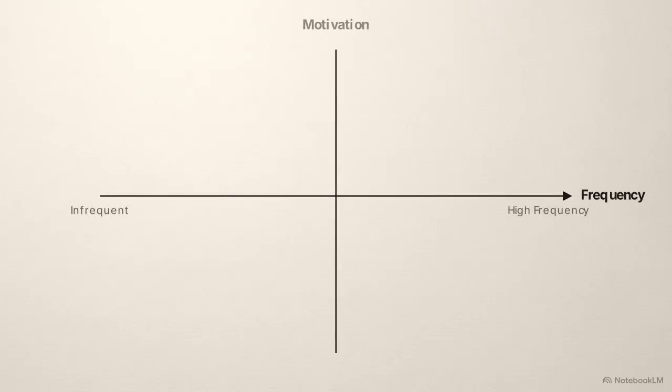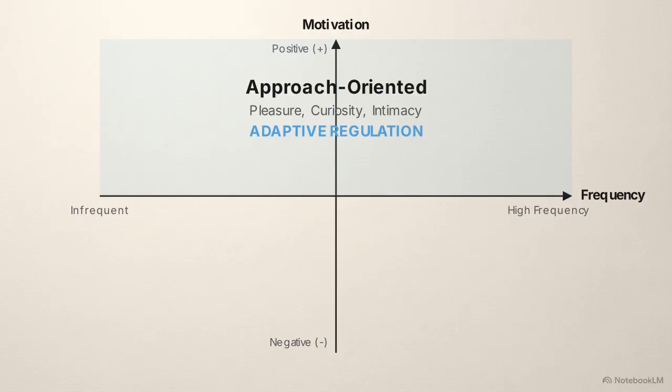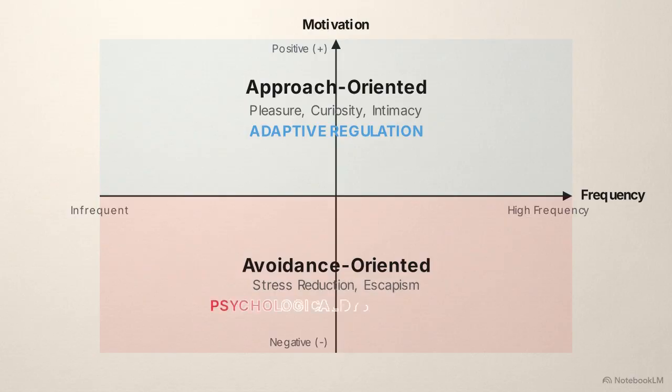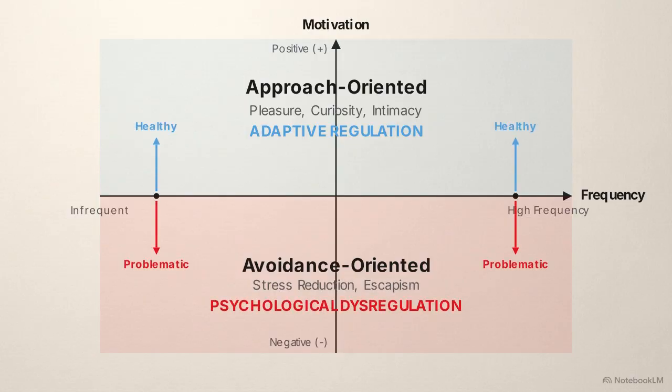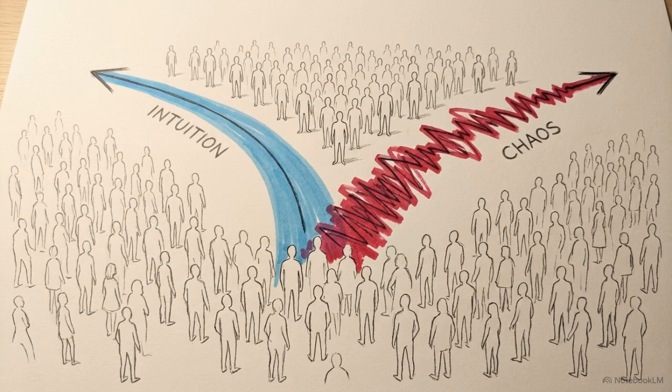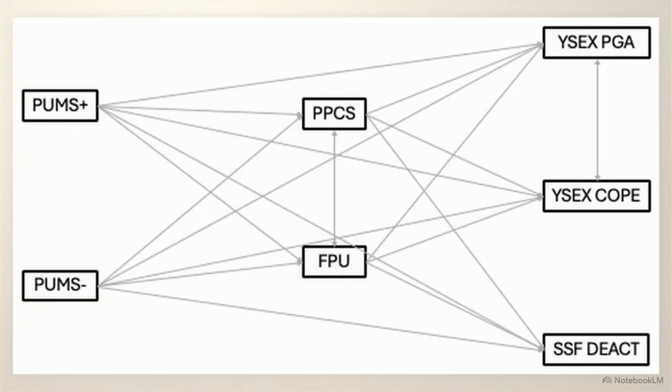The literature identifies two distinct motivational profiles: approach-oriented and avoidance-oriented motives. Positive approach motives like pleasure and curiosity link to adaptive sexual regulation. Negative avoidance motives like distress reduction link to psychological dysregulation and compulsive usage patterns. To test this, researchers analyzed an 890 participant sample to map the specific structural pathways that separate frequent, non-problematic use from dysregulated problematic use. This is the study's initial hypothetical model, built as a structural equation model, or SEM.